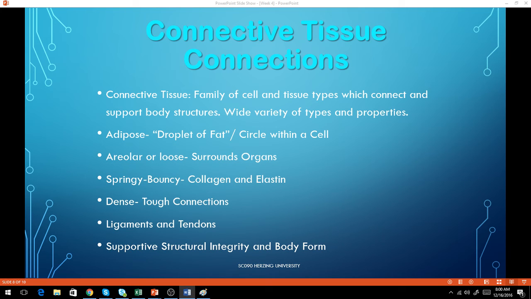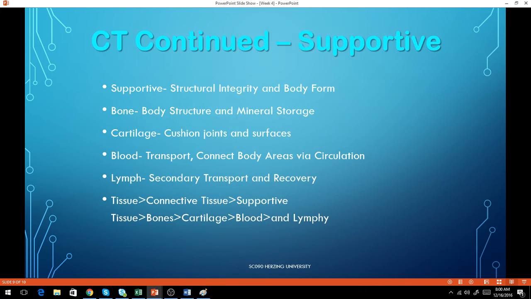We move on now to supportive. Within this family of connective tissue, we see 4 additional divisions. And again, you're going to want to pull out your note cards so you can keep track of this. You're going to want to review this, write this down. Within the family of connective tissue, supportive connective tissue, we have 4 divisions.